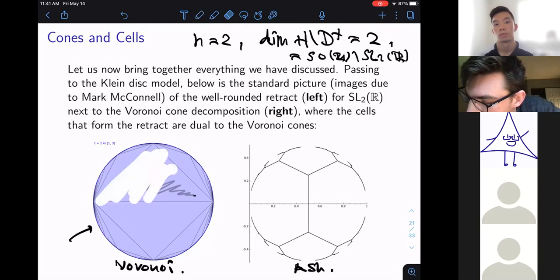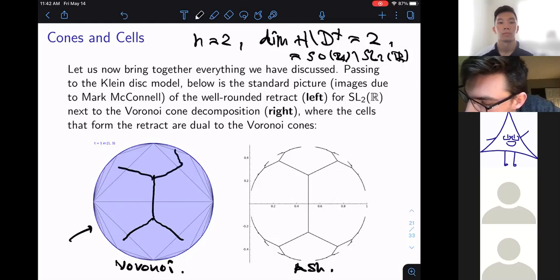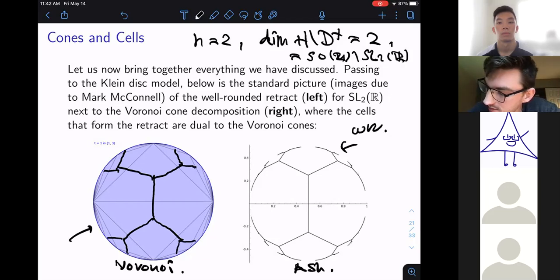I begin to sort of try to build a dual complex here to these cones, what I'm actually building when I do this is I'm building the well-rounded retract. So this is the well-rounded retract from the Klein disk perspective.